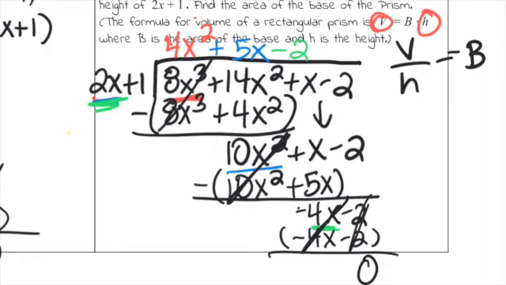So the question is what is the base of this prism? So my base of the prism is the quotient that I just found, because remember we divided the volume by the height. So therefore my base is the quotient that I just found. That is my base.